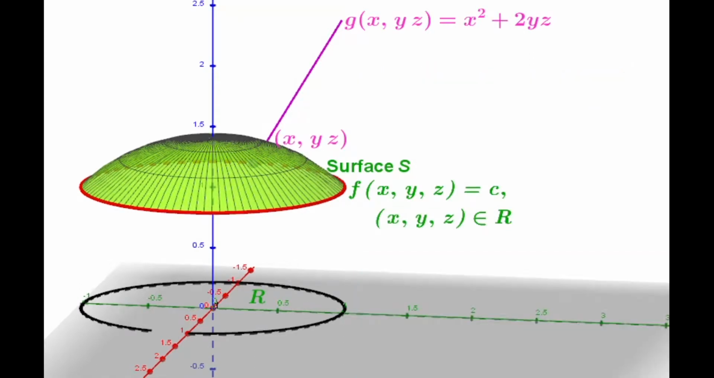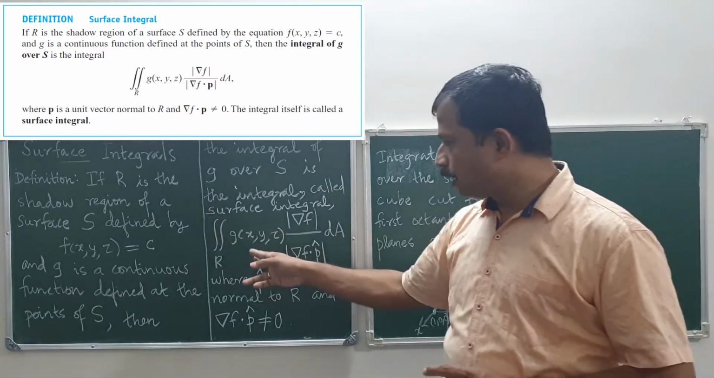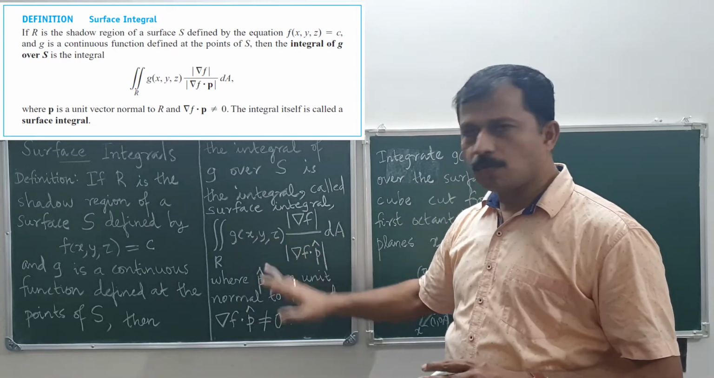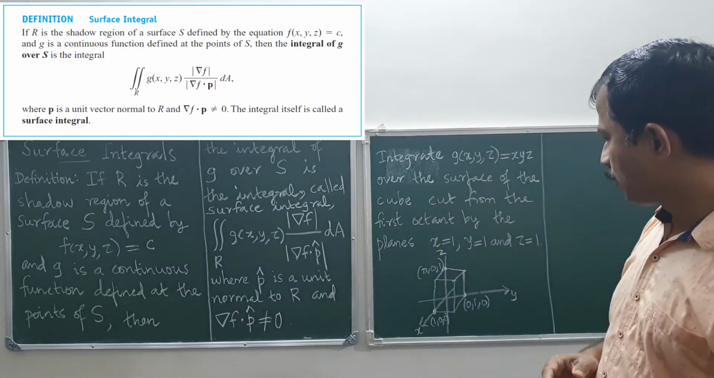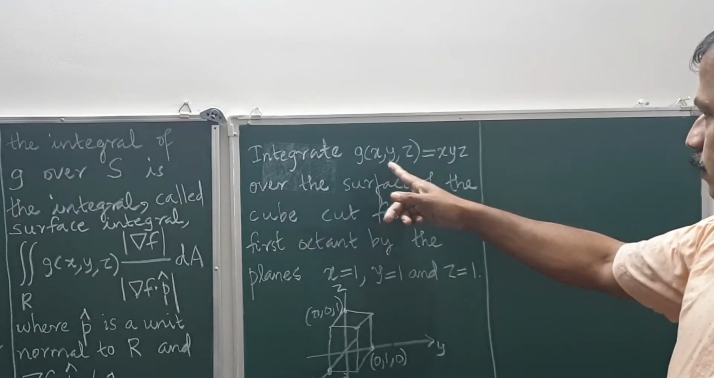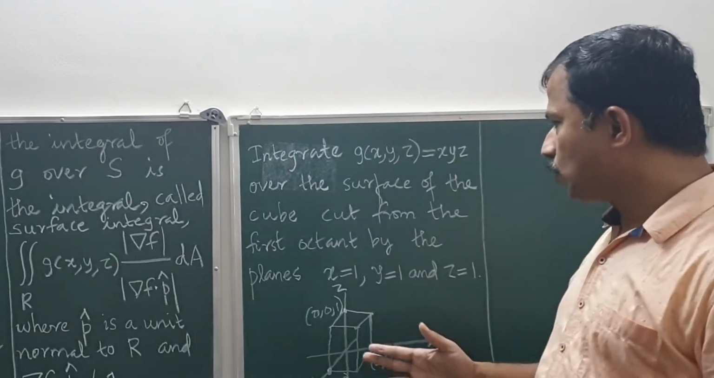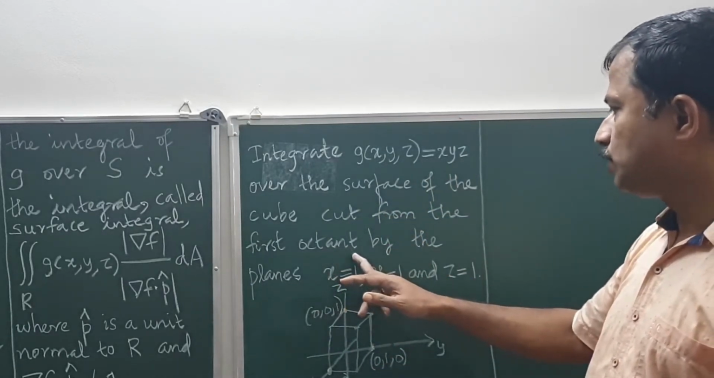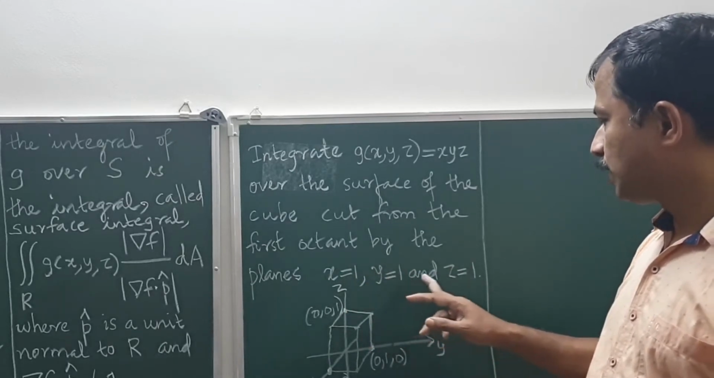That is, in a surface integral we are finding the integral of a function g of xyz that is defined over some surface. To be clear, consider this example. We are given a function g of xyz equal to xyz that is defined over the surface of the cube cut from the first octant by the planes x equal to 1, y equal to 1 and z equal to 1.